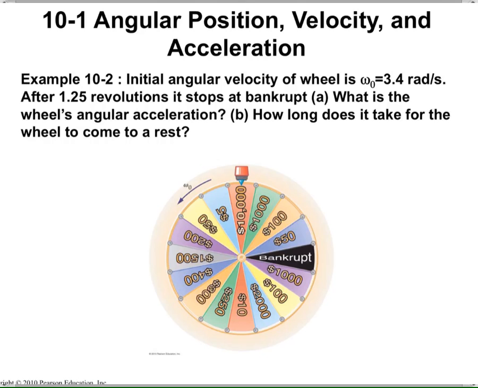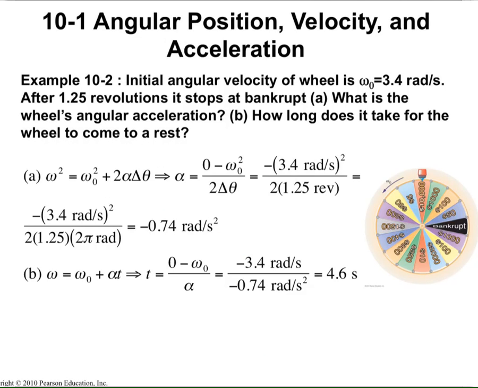Of course. And initial angular velocity is given as 3.4 radian per second. And second question is, how long does it take for the wheel to come to a rest? That is the time. So there are many ways to solve the problem.